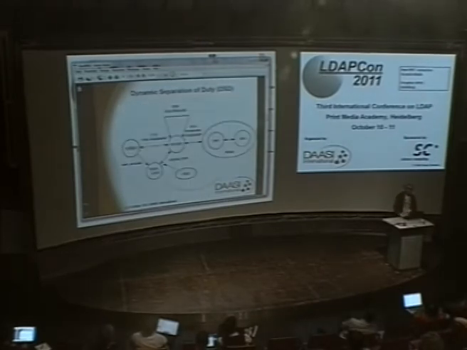And the dynamic separation of duty is, well, similar, but the assignment or the checking of that is not static, not once for all, but within one session. So one person can have those two conflicting roles, but only one at a time.